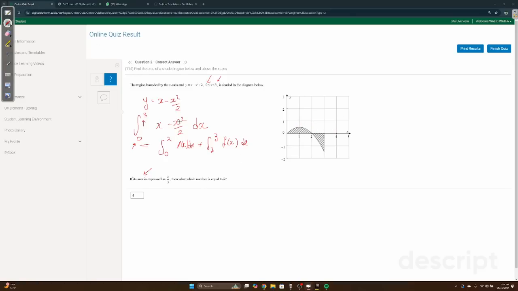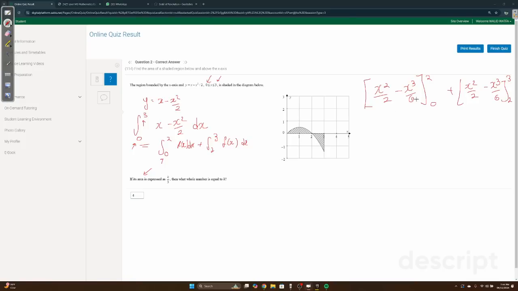Okay, integrate x minus x squared over 2. You're going to get x squared over 2 minus x cubed over 6. You know how to integrate. Our bounds are, we're first going to do from 0 to 2, right? So from 0 to 2 plus from 2 to 3.